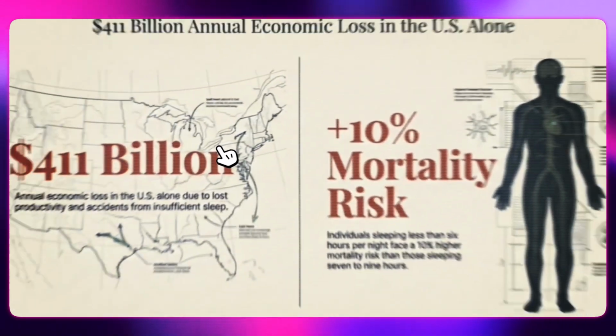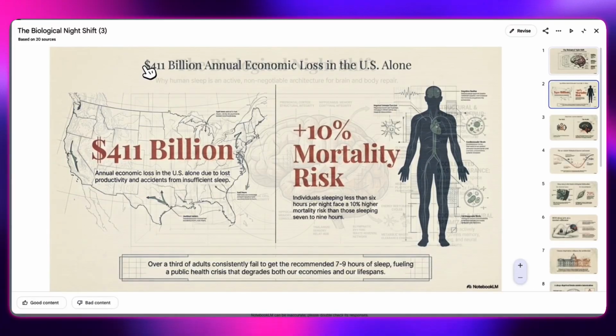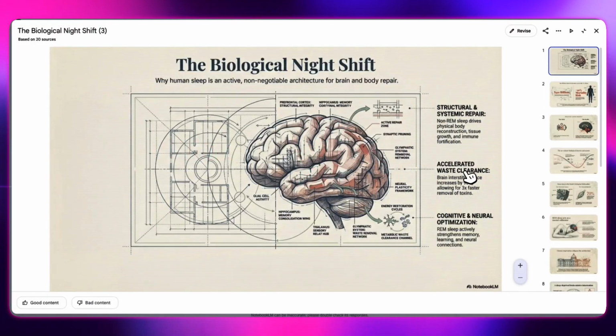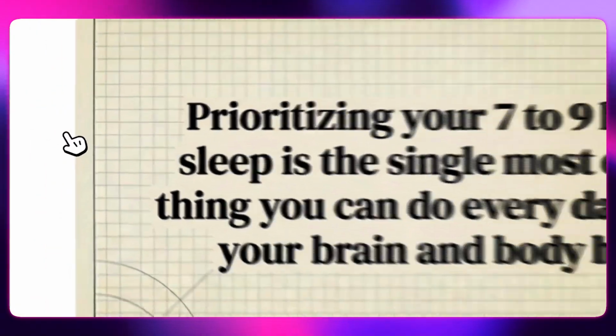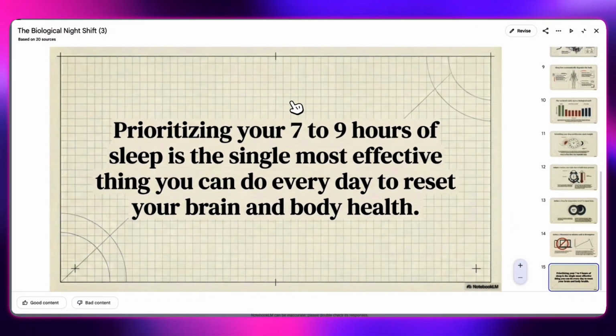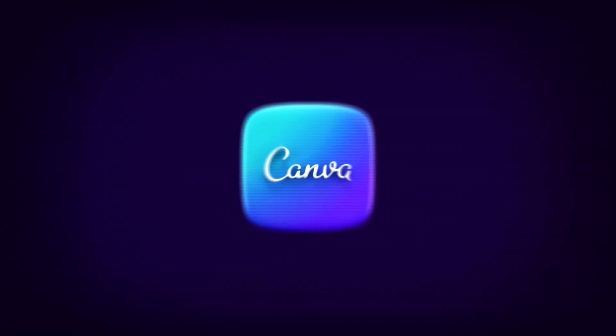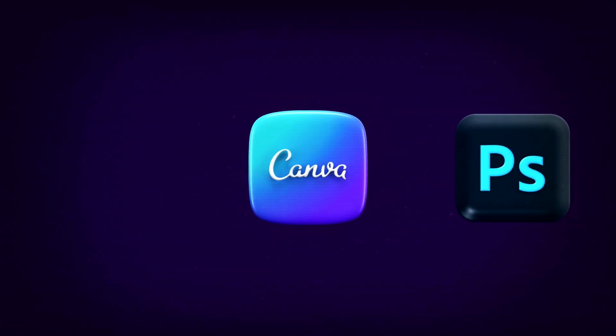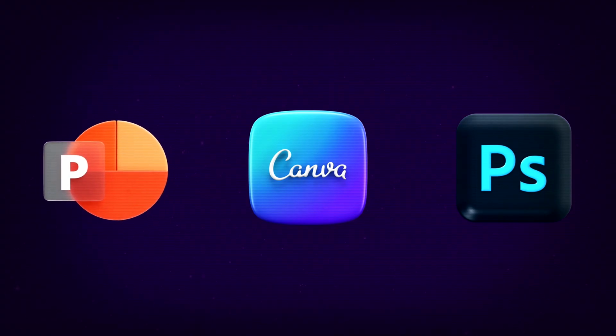Title now hits with the $400 billion economic loss stat. The dense slide is now 3 crisp bullet points. Closing slide, 1 powerful line. Prioritizing 7 to 9 hours of sleep is the single most effective thing you can do every day to reset your brain and body health. Done. No Canva, no Photoshop, no exporting to PowerPoint just to fix one thing.